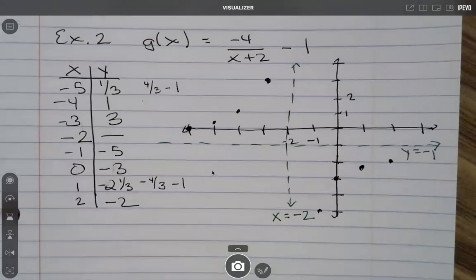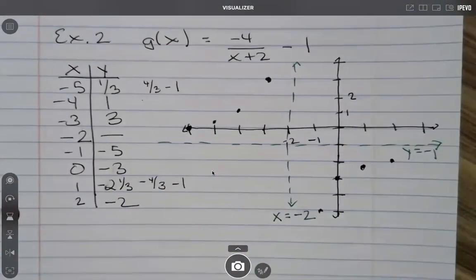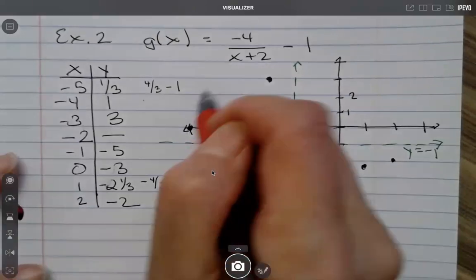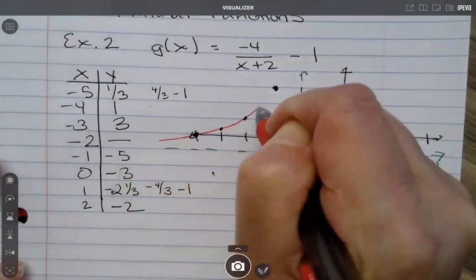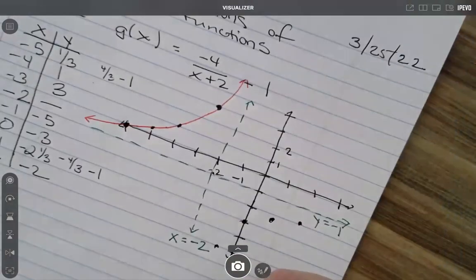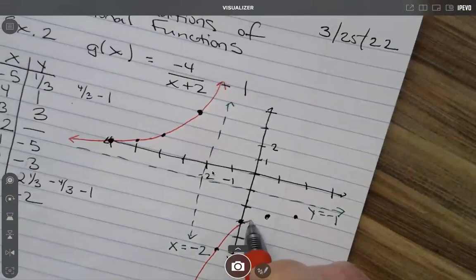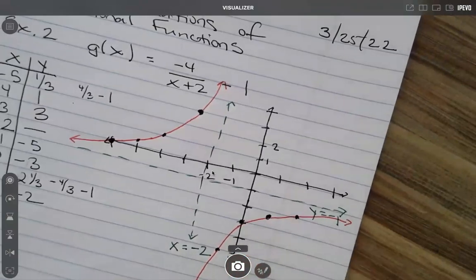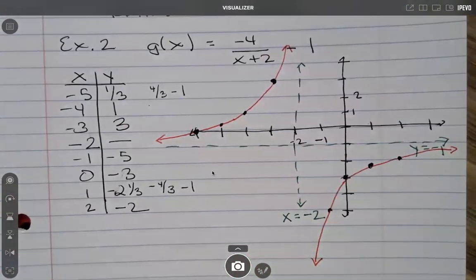Okay, let's sketch it now. Knowing that it's approaching my asymptotes, but not crossing the asymptotes, you can draw your graph into a nice smooth curve. I look at some of your posters around the rooms and I don't see smooth lines. Just saying, they're supposed to be smooth lines.